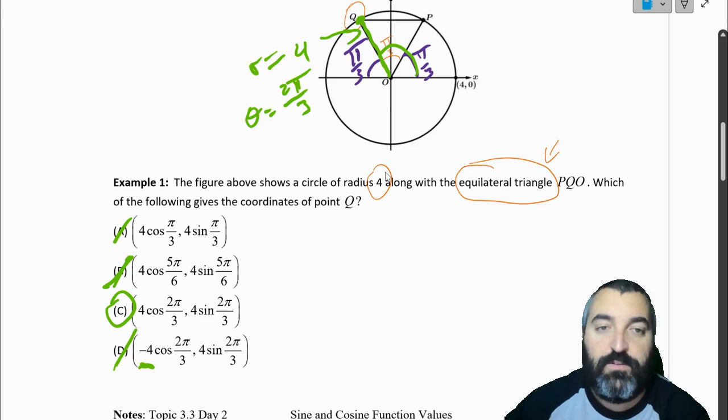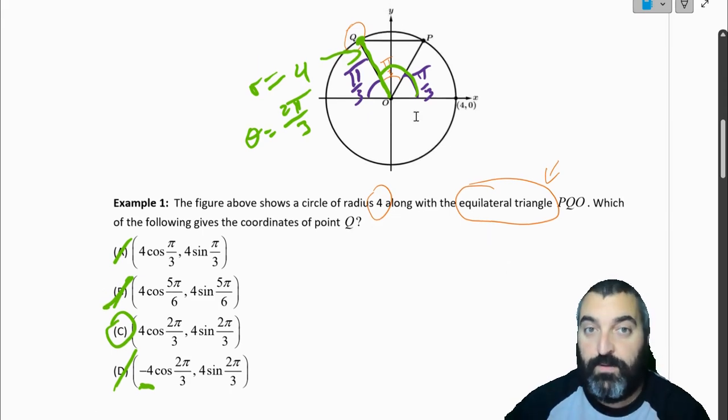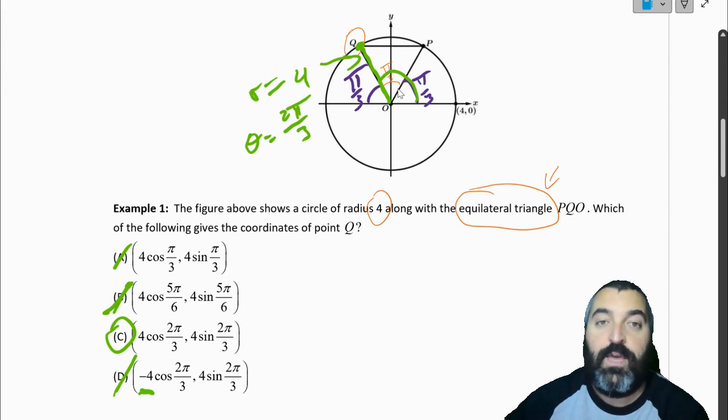They always have to tell you the radius and they have to tell you the angles, but sometimes, especially the angles, they may make you work for it.